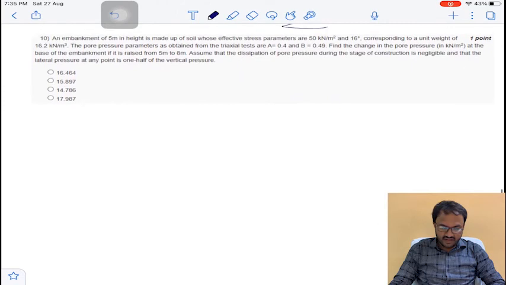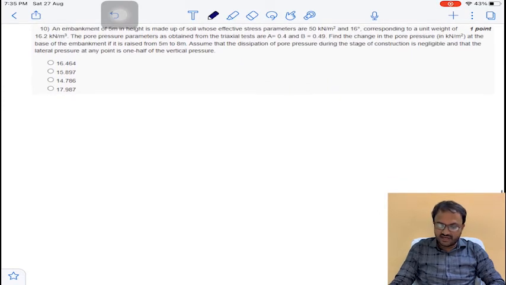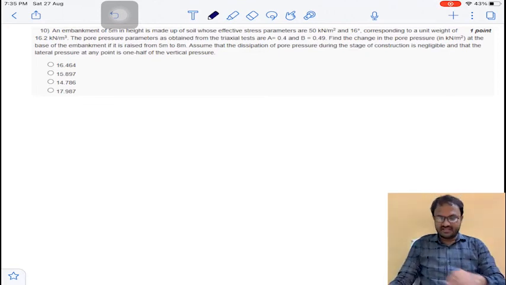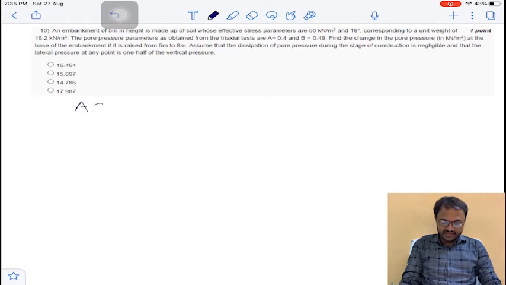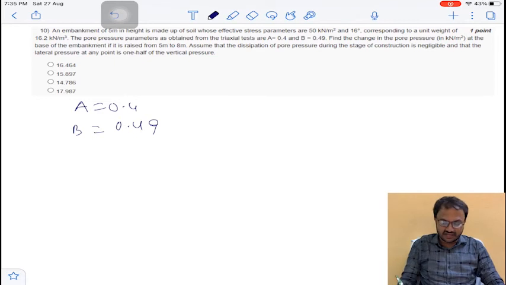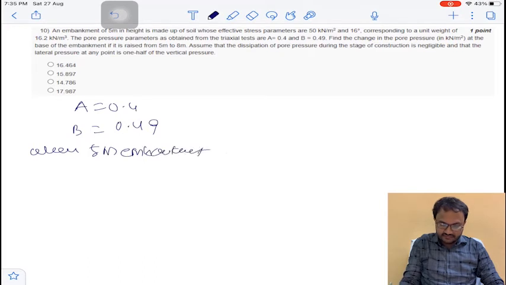Now coming to question number 10. It is somewhat lengthy question. So given, I am not reading this information, but I am writing. So A is equal to 0.4. He has given B is equal to 0.49. So now he has increased the height of embankment from 5 meters to 8 meters. That is, when 5 meter embankment is there, so sigma 1 will become 16.2 into 5. It will be 81.